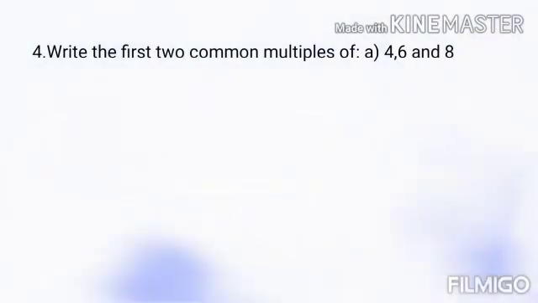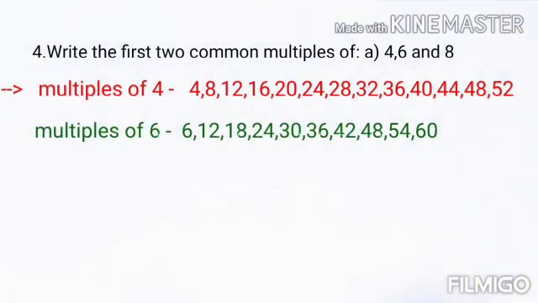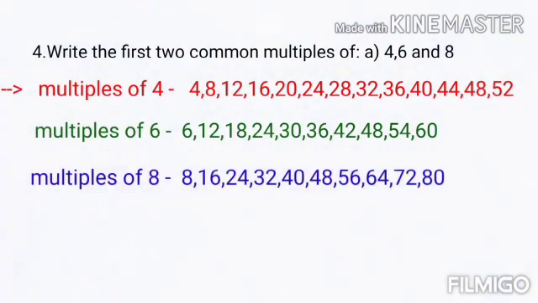The first 3 questions we have done already. We will see question number 4. Write the first 2 common multiples of 4, 6 and 8. For that we have to write multiples of 4, multiples of 6 and multiples of 8. Multiples means the table you will write, and it is not compulsory to write only till tens. You can extend it if you are not getting the common multiples.